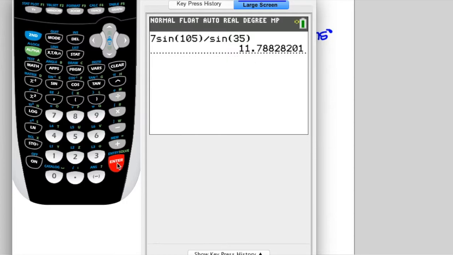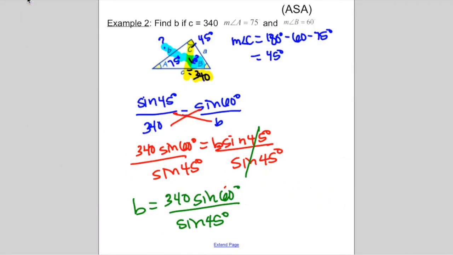Which gives me that my side length is 416.413. So that is my answer to find B. Okay, that is example 2.